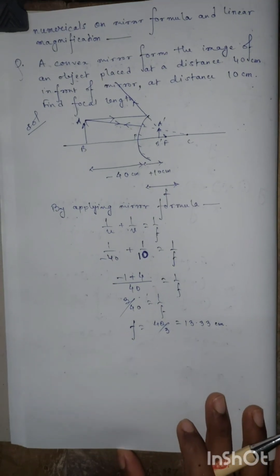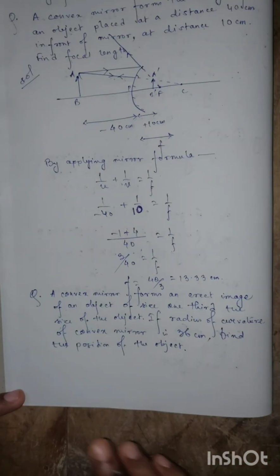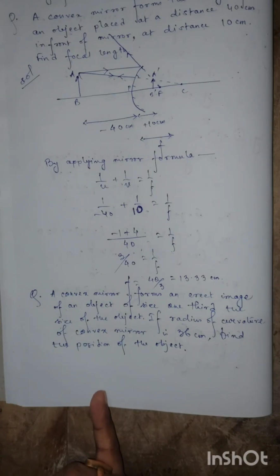Now let us take another question. So this is our question. A convex mirror forms an erect image of an object of size one third the size of the object. Okay. So the image is one third of the size of the object. If radius of curvature of the mirror is 36 centimeter, then find the position of the object.